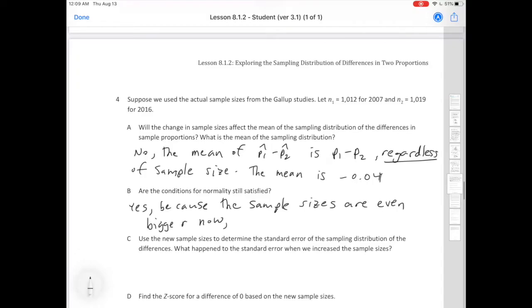Are even bigger now, so all expected successes and failures is larger than 10. I mean, you could multiply it out, but we don't really need to, right? If you increase your sample size, of course, it's still going to be normal, right?